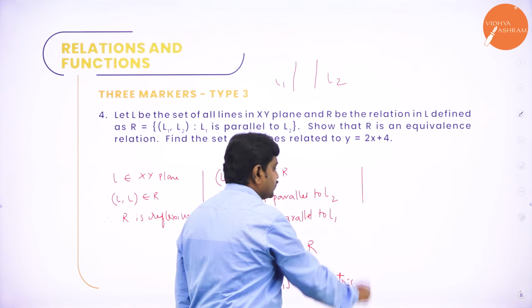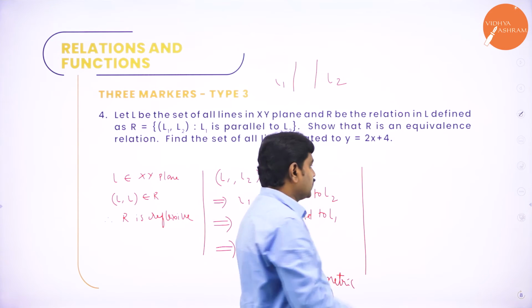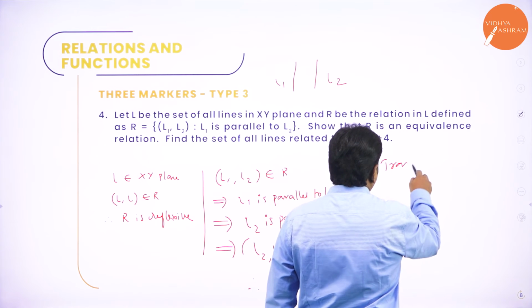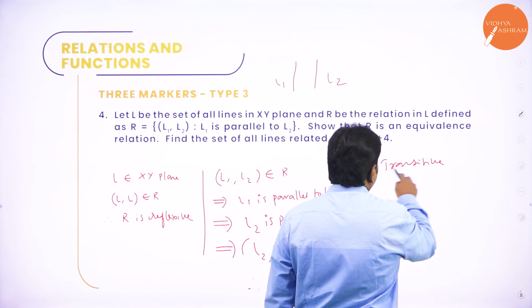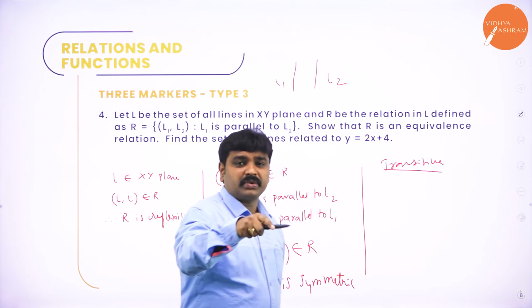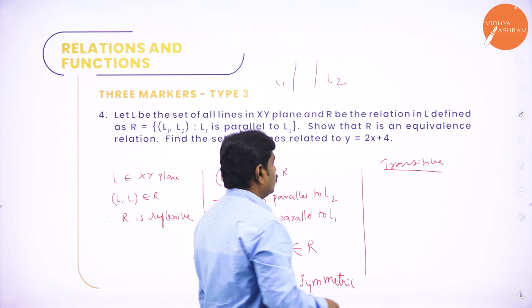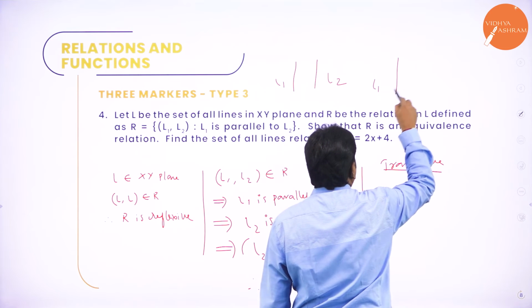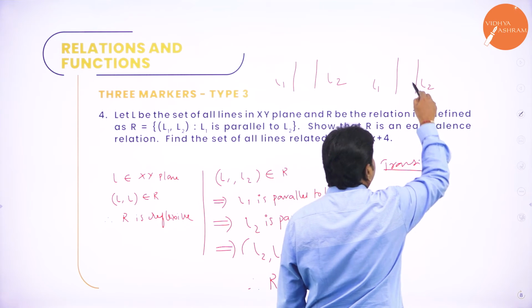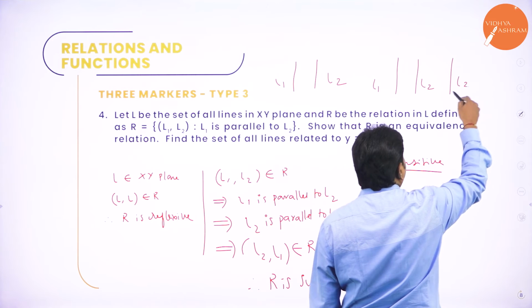Then transitive. Now we need to prove transitive. How to prove transitive? Transitive means what? If A is related to B and B is related to C, then A should be related to C. So I'll take three lines. L1 is parallel to say L2. See the diagram. L2 again is parallel to L3.